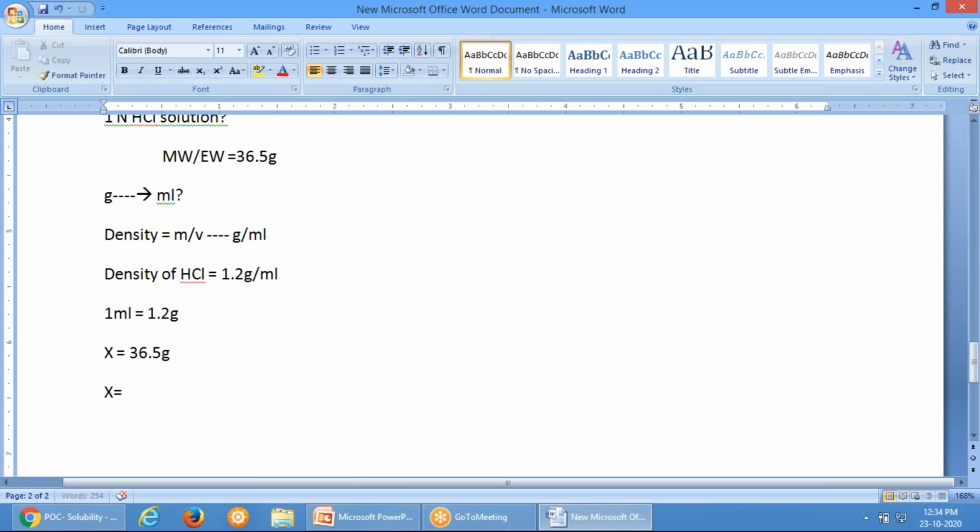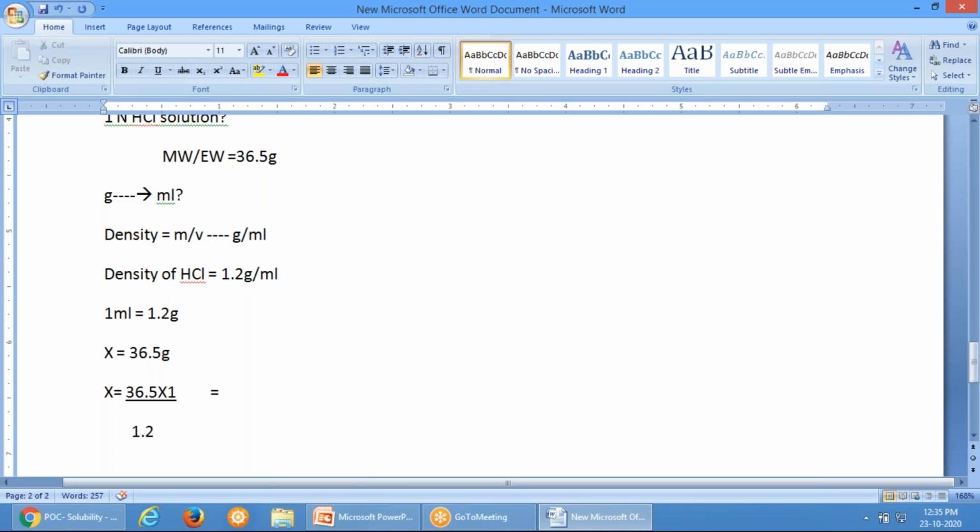So X is equal to... 1 ml is equal to 1.2 gram. So how much ml will be 36.5 gram? Cross multiply. X is equal to 36.5 into 1 divided by 1.2. 30.41, ma'am.